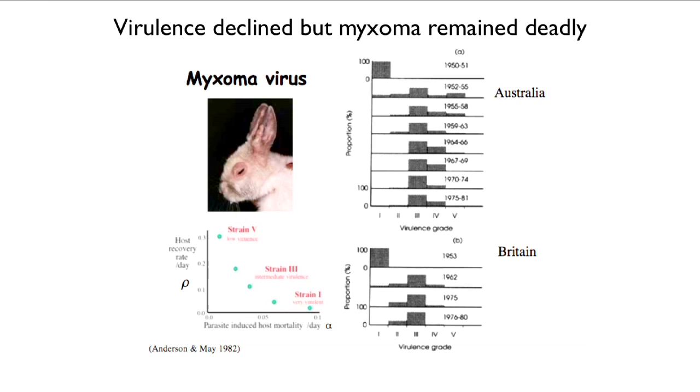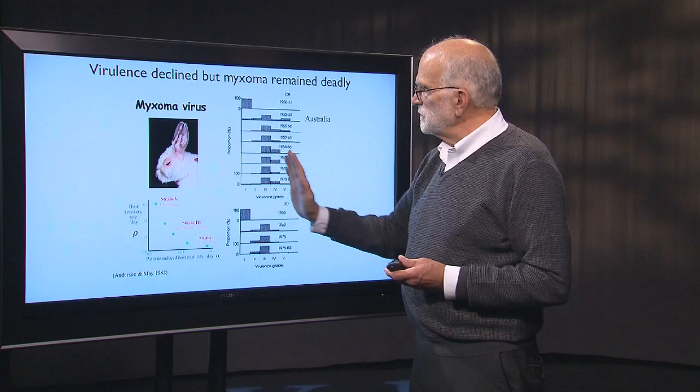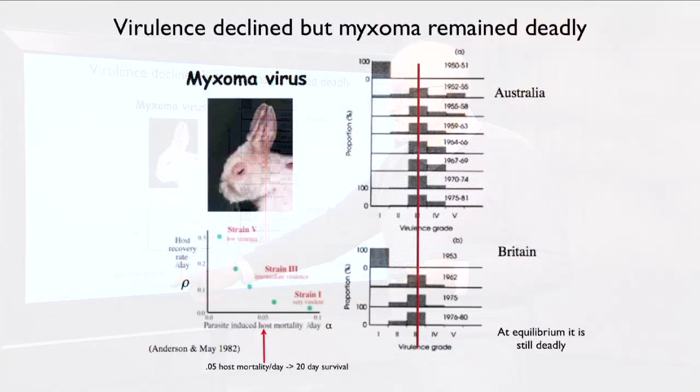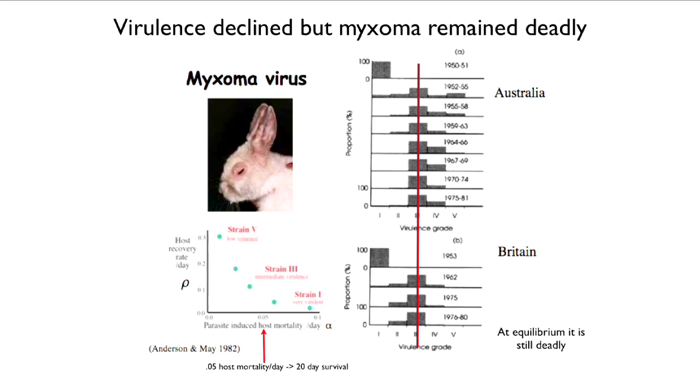The history in Australia and Britain is in this panel over here. So when it was introduced in 1951, it was all strain 1, so it was very virulent. What then happened is a very rapid shift towards dominance by strain 3. That is where there's about 0.05 risk of mortality per day. That means about 20 days survival. So rabbits live for about 3 weeks. They die pretty quickly. And the important thing is that that doesn't change and it doesn't get better.